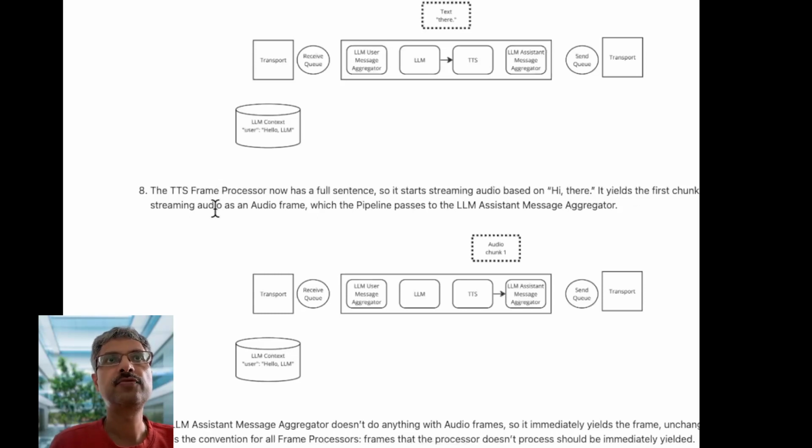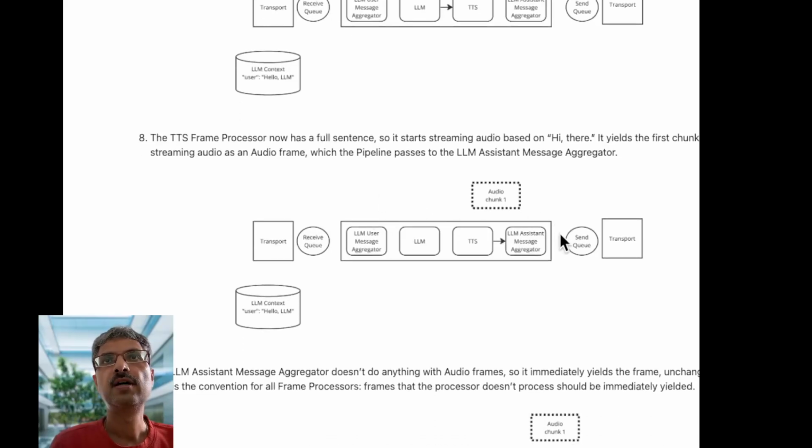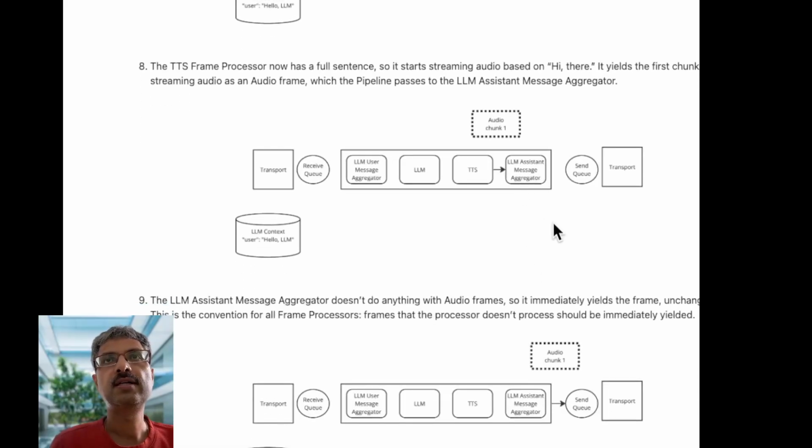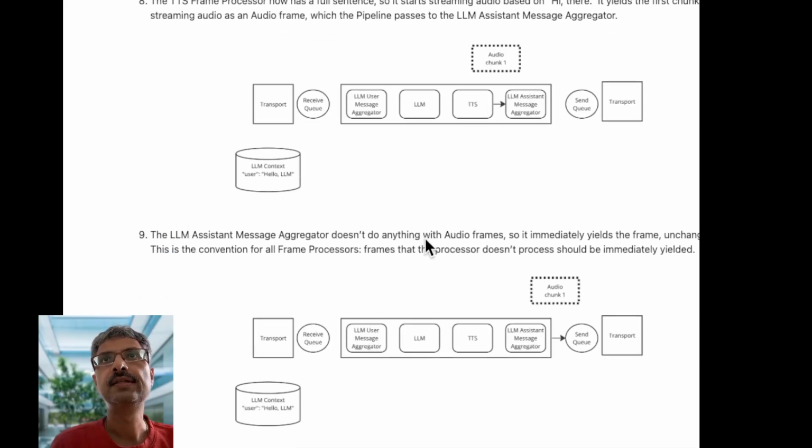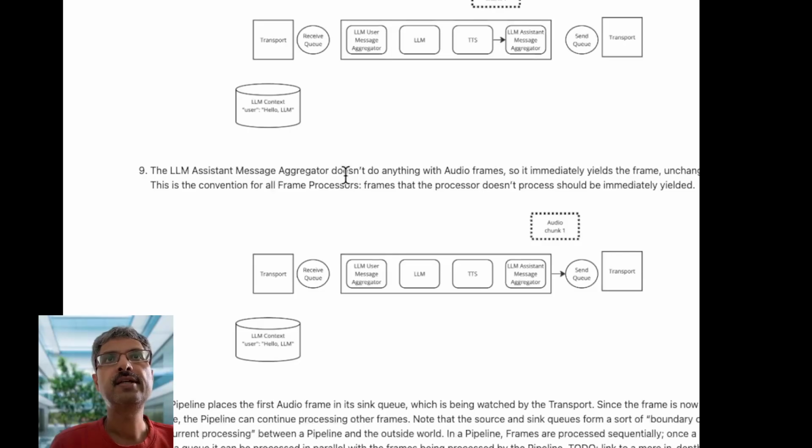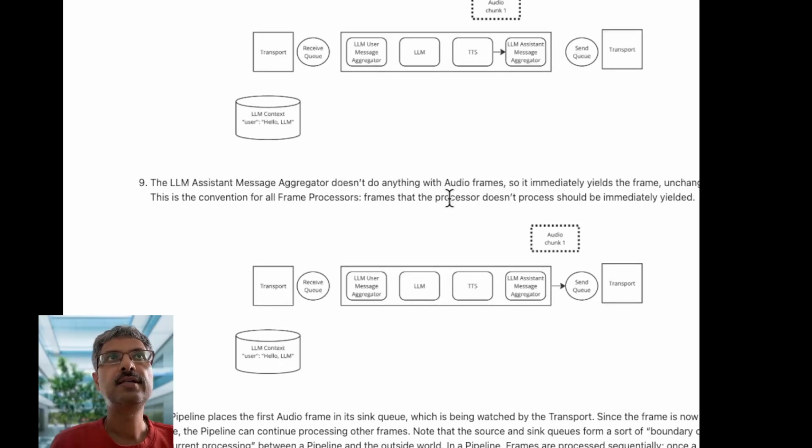That is the first chunk of streaming audio as an audio frame, which is processed by the assistant message aggregator. Again, this has to put things back into the LLM context, the chat history. But the message aggregator doesn't do anything with the audio frames, so it immediately yields the frame unchanged. That's the other interesting part: every module in the pipeline either eats up a frame and outputs its own, removing a frame and adding its own frame type, or doesn't touch the frame and just lets it pass through.